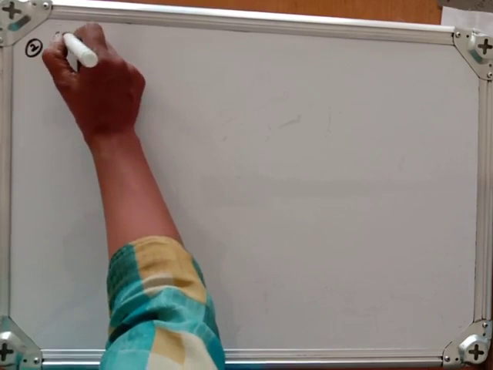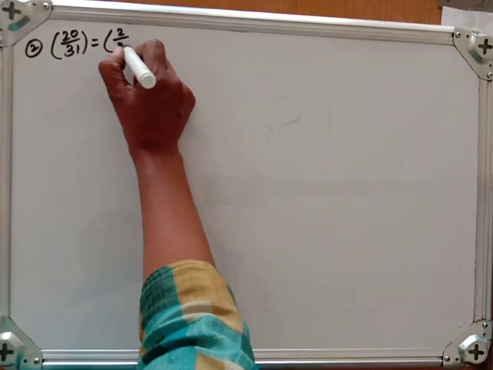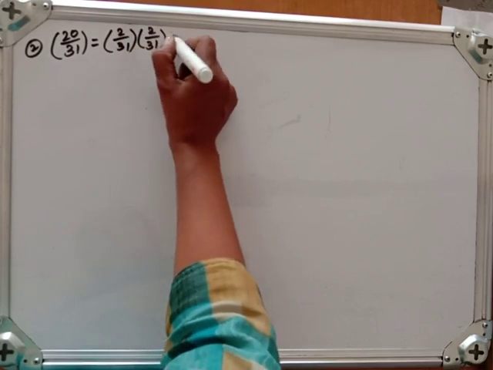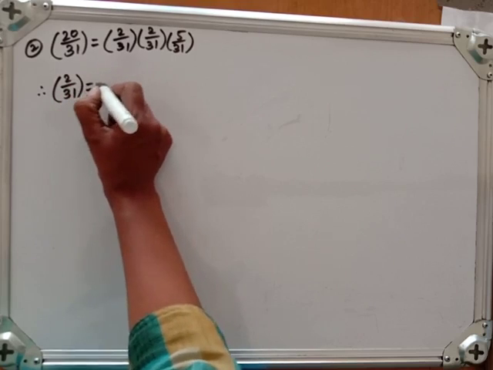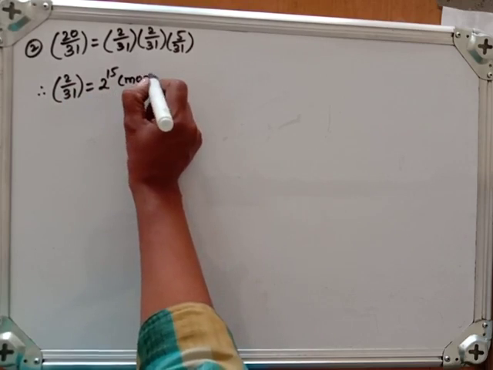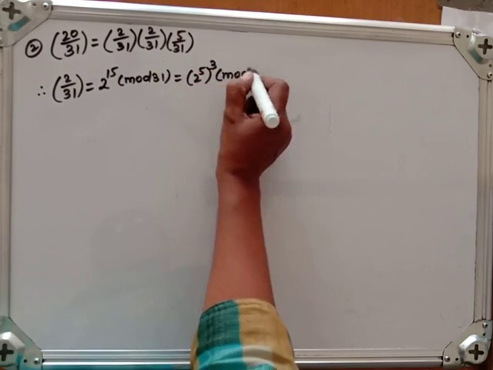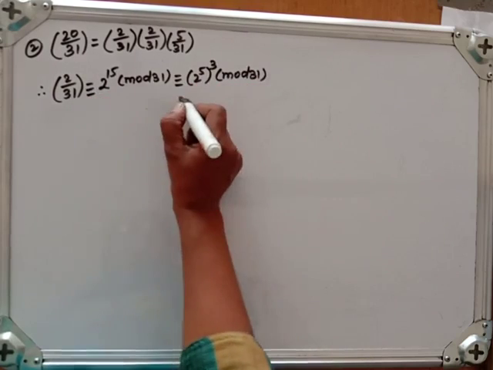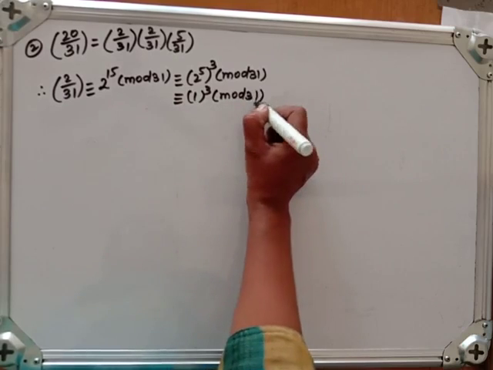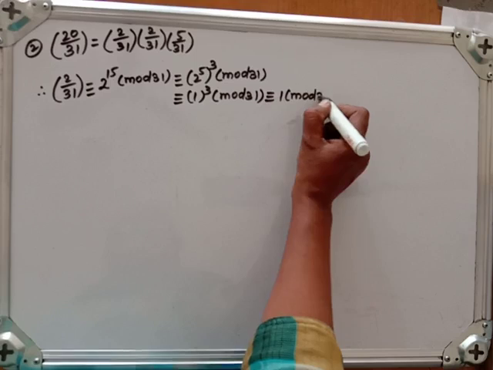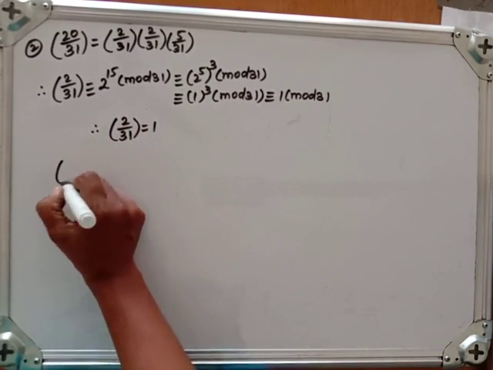Second, suppose in the same way, Legendre symbol of 20 by 31. So Legendre symbol of 20 by 31 can be written as 2 by 31 into 2 by 31 into 5 by 31. Therefore Legendre symbol of 2 by 31 will be what? 2 raised to 15 modulo 31. So it is 2 raised to 5, its cube, modulo 31. That is congruent to 1 cubed modulo 31, and that is congruent to 1 modulo 31. Therefore, Legendre symbol of 2 by 31 is how much? 1.